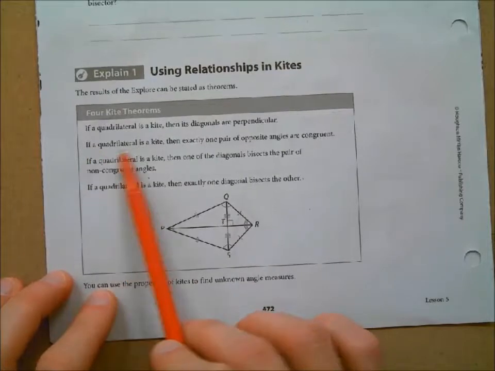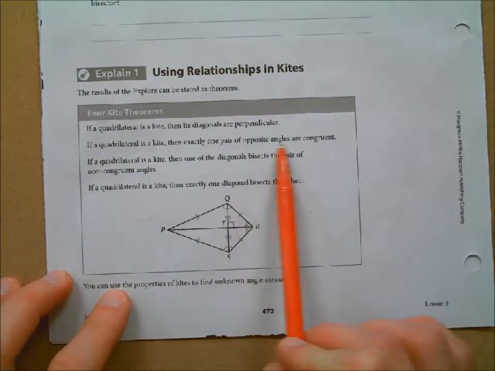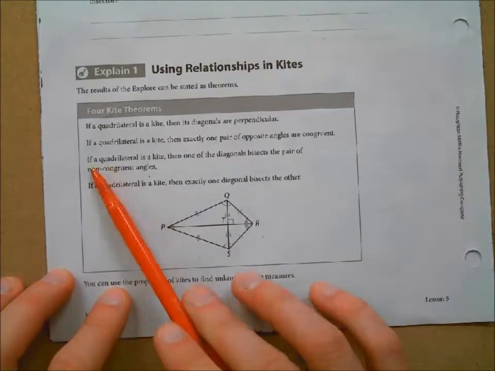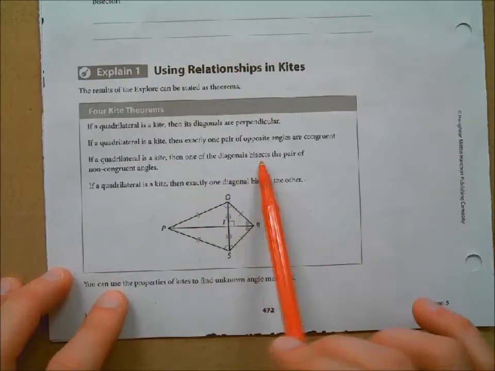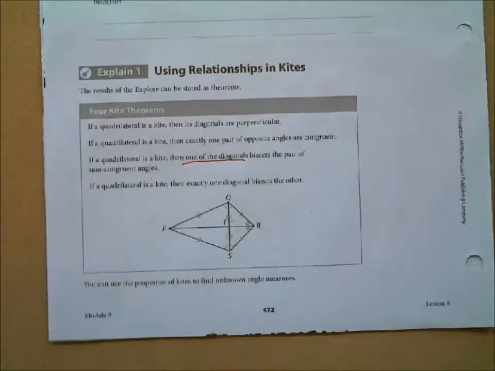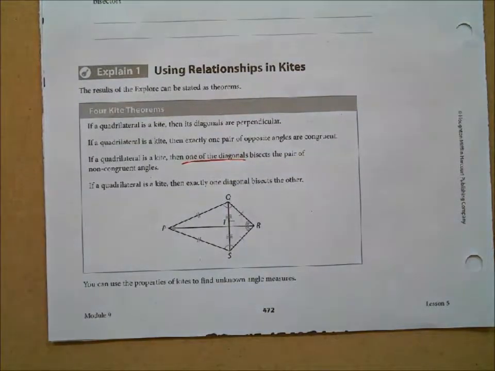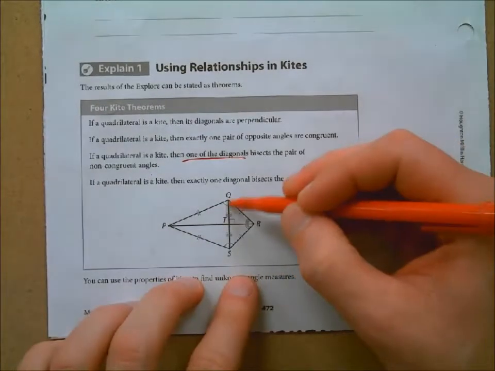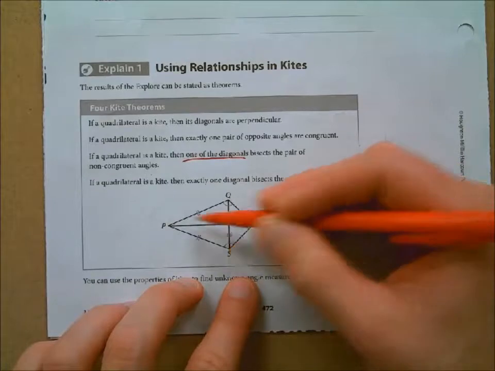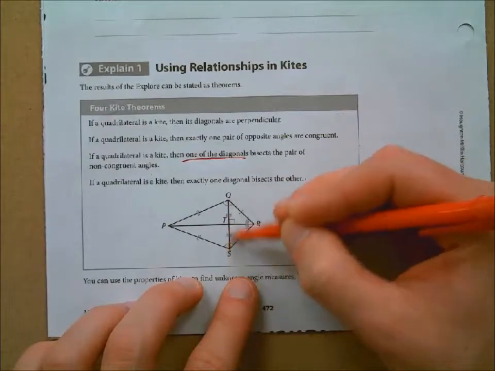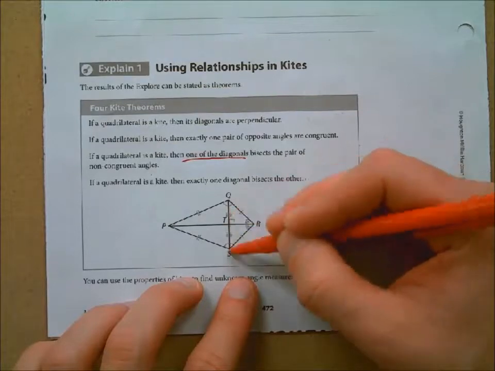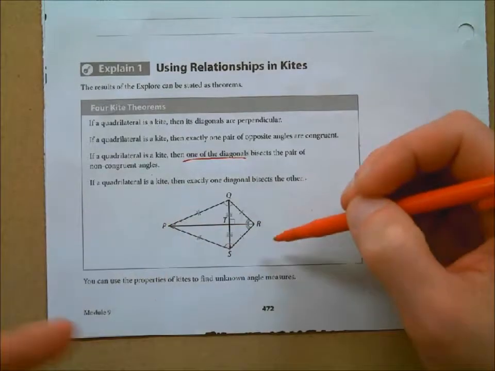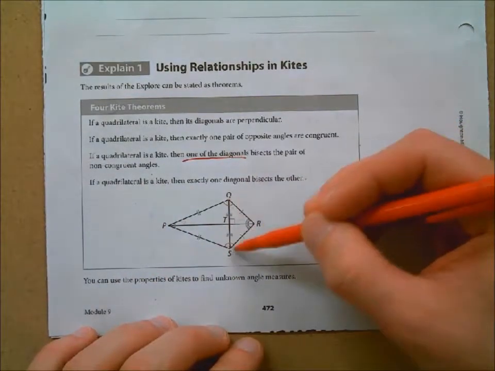If a quadrilateral is a kite, then exactly one pair of opposite angles are congruent. In this case, it's angle Q and angle S, or PQR and PSR. If a quadrilateral is a kite, then one of the diagonals bisects the pair of non-congruent angles. Looking at this diagonal here, QS, does it look like QS bisects PQR or PSR? It does not. So PR, the diagonal for the two non-congruent angles, bisects them. But the diagonal that does not bisect the angles, those two angles are congruent.